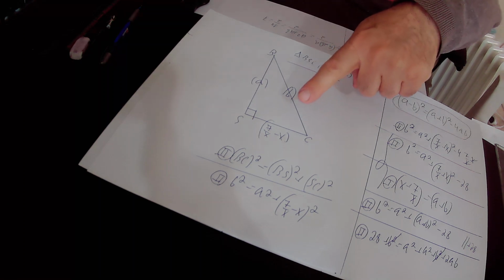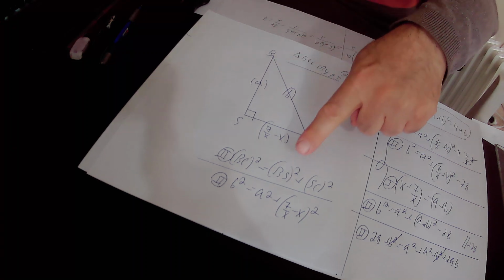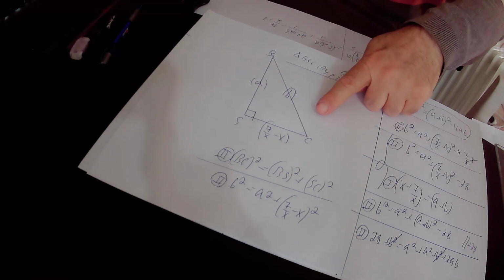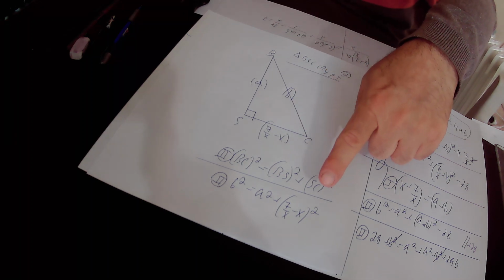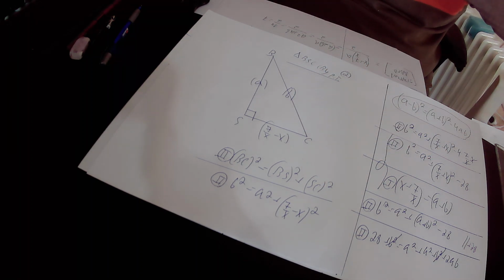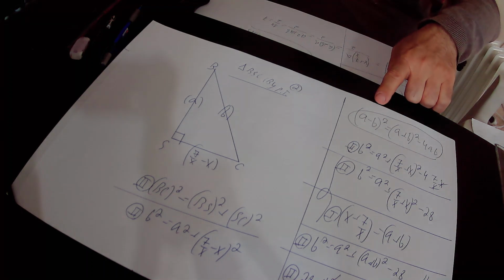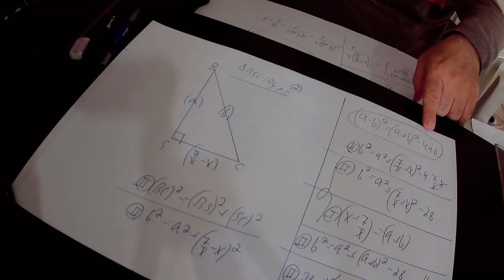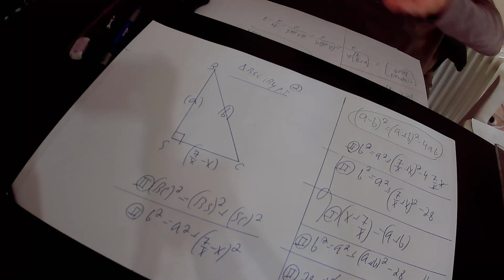BC is B, therefore BC square is B square, and it equals BS square. BS is A, therefore BS square is A square, plus SC square. SC is 7 over X minus X, therefore SC square is (7 over X minus X) square. This is equation 2. Now we have the algebraic identity that (A minus B) square equals (A plus B) square minus 4 times AB. If you just open the brackets here, you'll definitely see that those two sides are equal to each other.